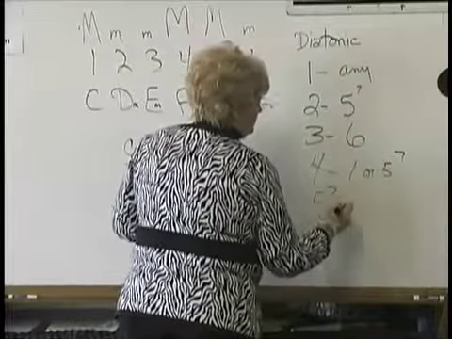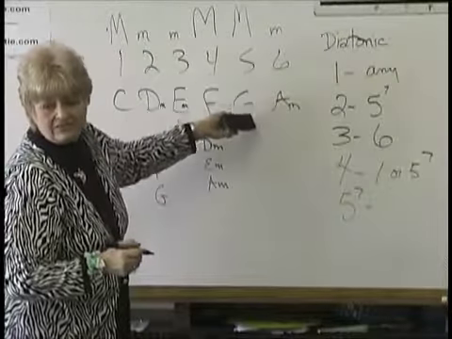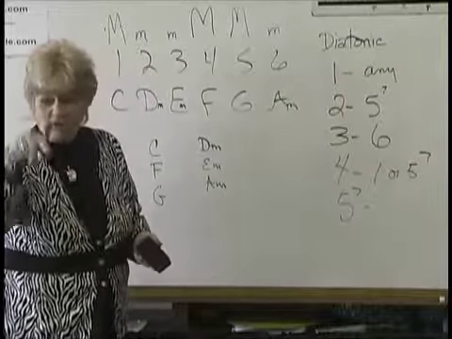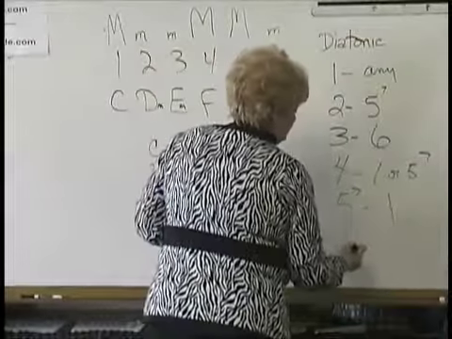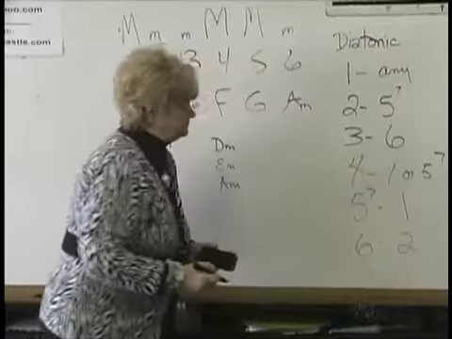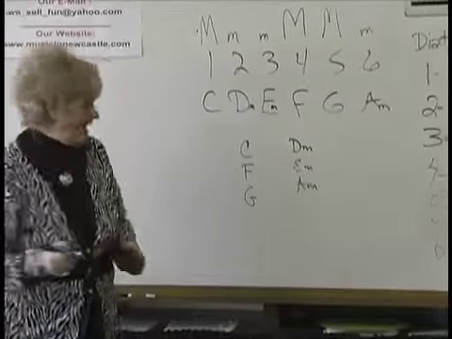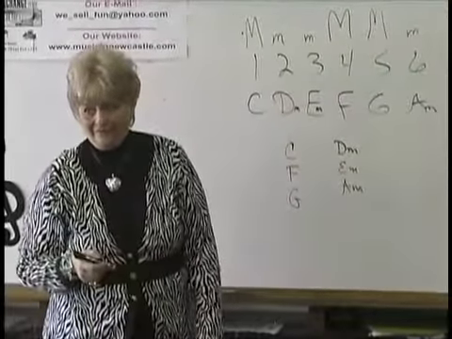5, 7, and the 5th step of the scale is almost always a 7. G7. And you've probably noticed that in the key of C, G almost always has a 7 on it. Goes to 1, and 6 goes to 2. That's called diatonic harmony.